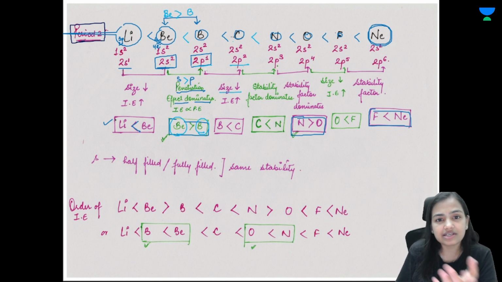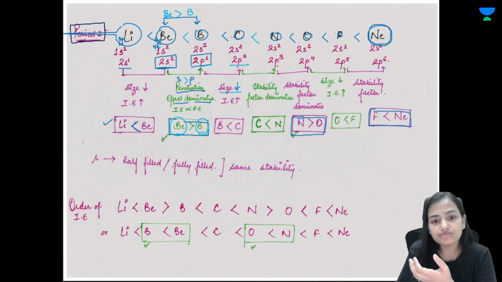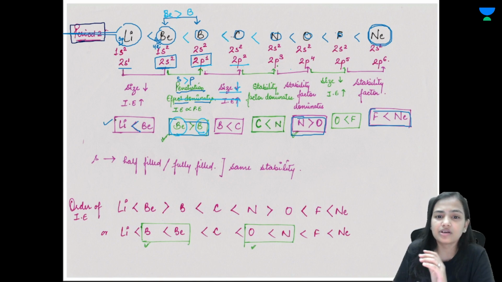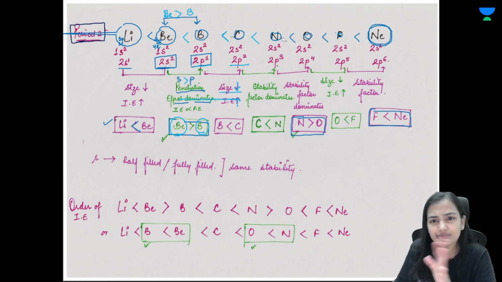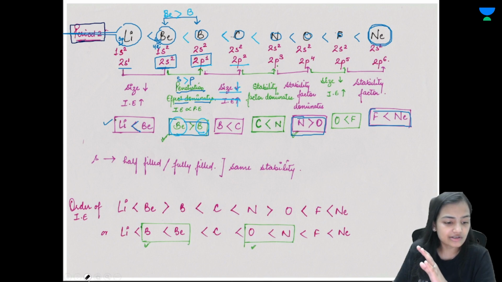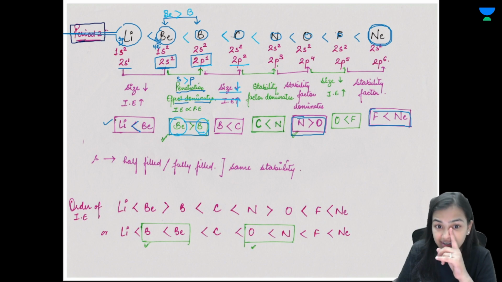Absolutely, we could say the Z effective increases, the size decreases, and when the size decreases, more energy is required. It was a simple general trend, no issues with that. Now what about carbon and nitrogen? When I'm talking about carbon and nitrogen, here this is 2p2 and here this is 2p3.